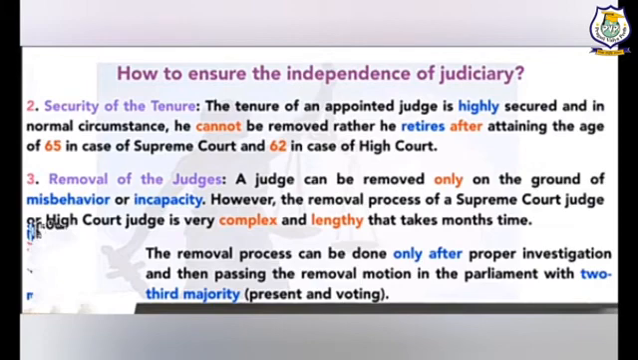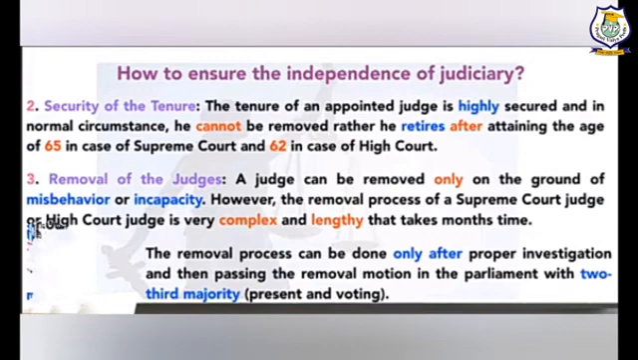How to ensure the independence of judiciary? Security of tenure. The tenure of an appointed judge is highly secured, and in normal circumstances he cannot be removed. Rather, he retires after attaining the age of 65 in case of Supreme Court and 62 in case of High Court. Removal of the judges.